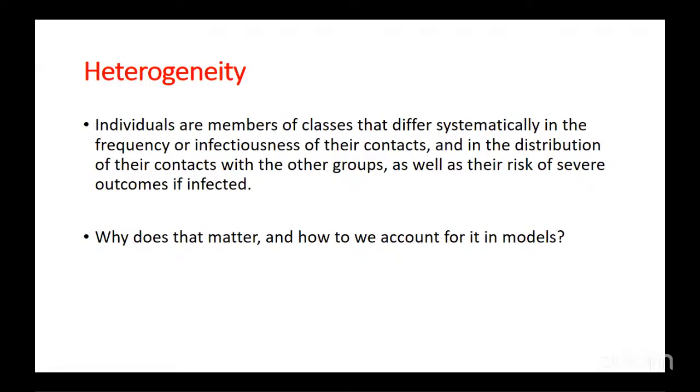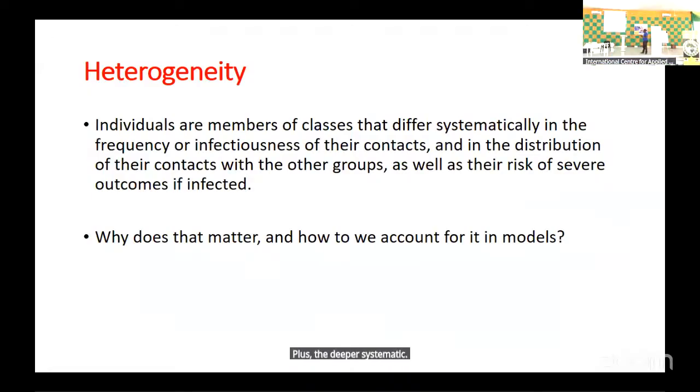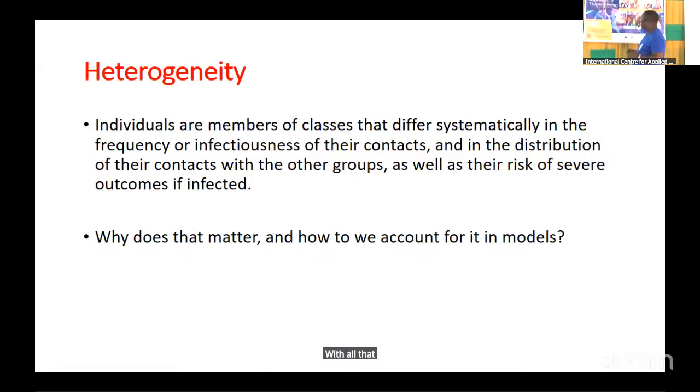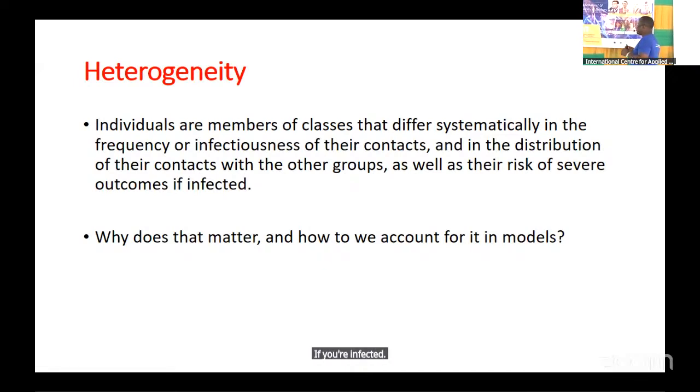Now, heterogeneity: we find that individuals are members of classes that differ systematically in the frequency or infectiousness of their contacts and in the distribution of their contacts with the other groups, as well as their risk of severe outcomes if infected. So why does that matter? How do we account for it in models?